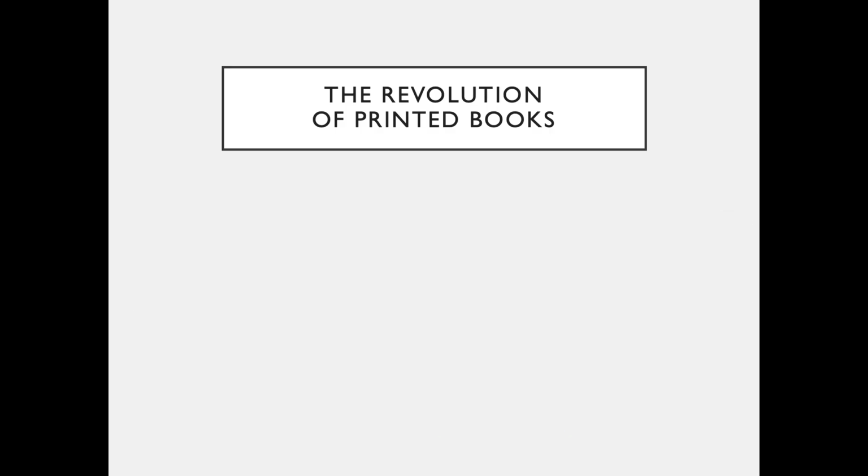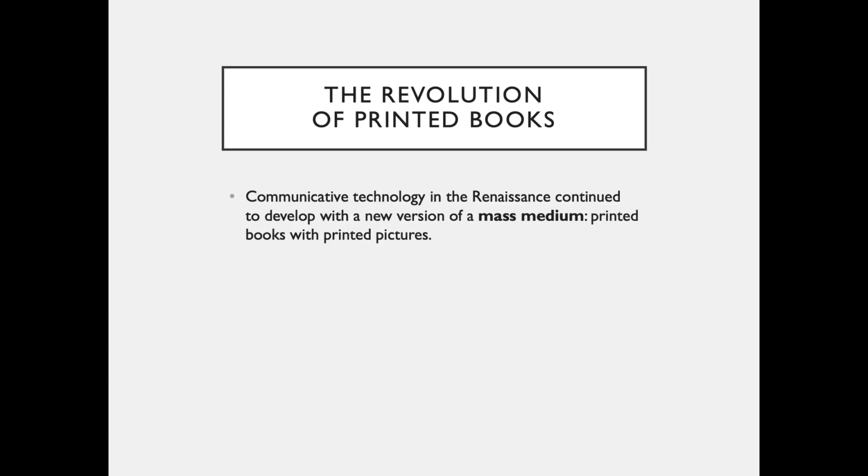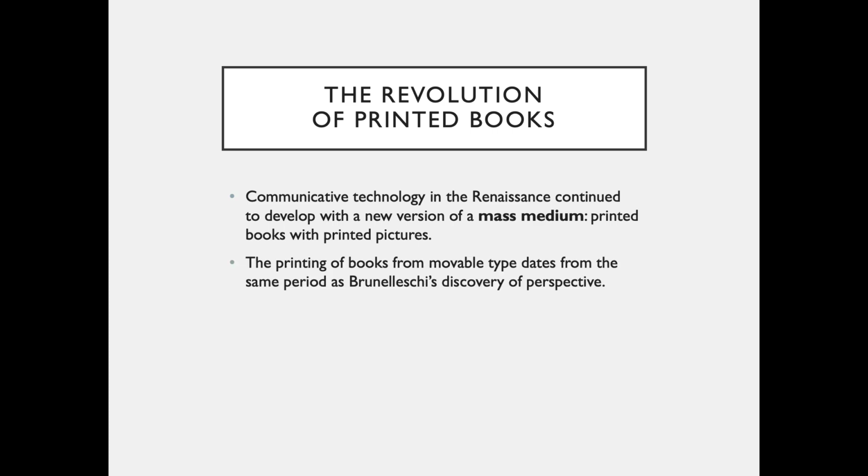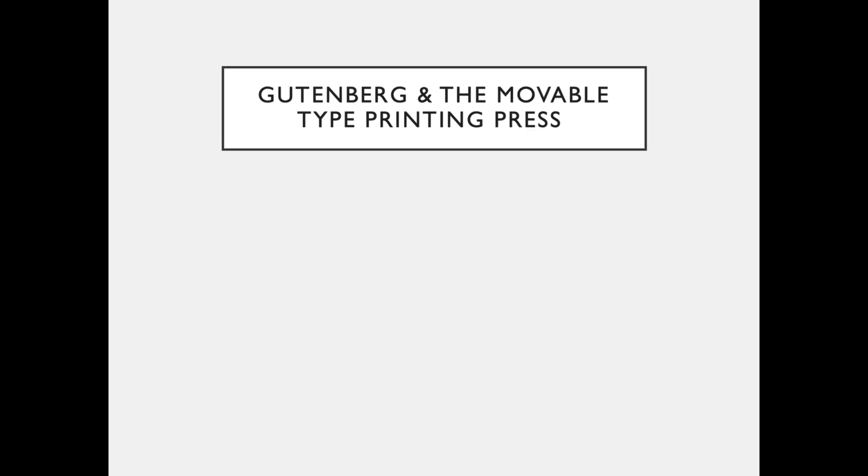All right, let's move on to the revolution of printed books. Communicative technology in the Renaissance continued to develop with a new version of a mass medium, printed books with printed pictures. The printing of books from movable type dates from the same period as Brunelleschi's discovery of perspective. Gutenberg and the movable type printing press.